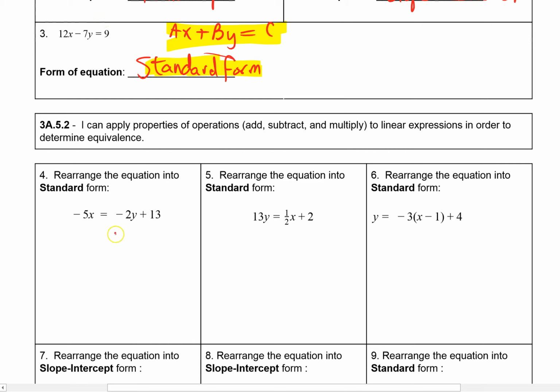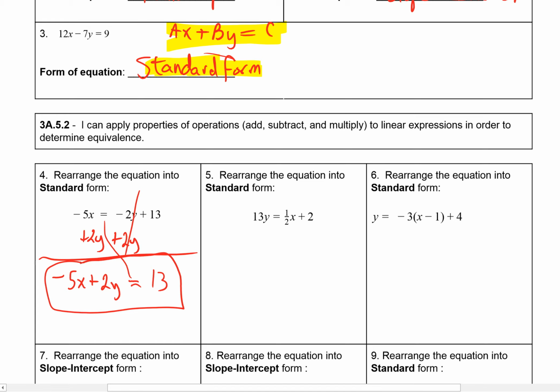So when we look at number 4, we want to get our x and our y together. I'm going to add a 2y to cancel that out, and we can have negative 5x plus 2y. On the right-hand side here, we're just left with the 13. There you have it. X and y are together on the same side. You look at number 5, and again, standard form is what is being asked for.